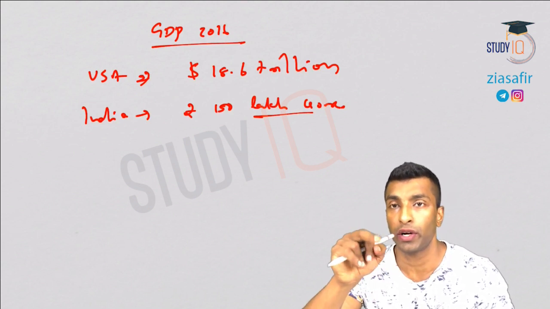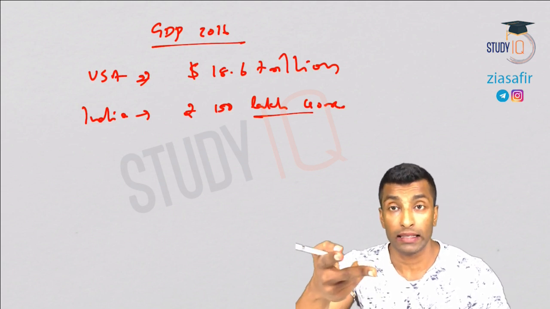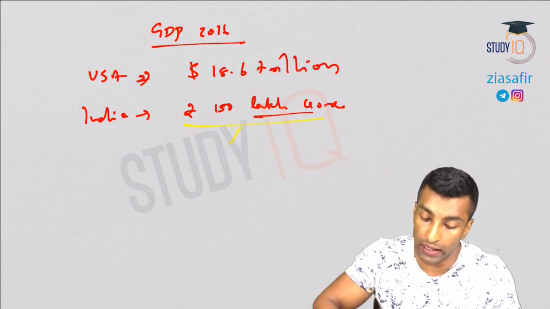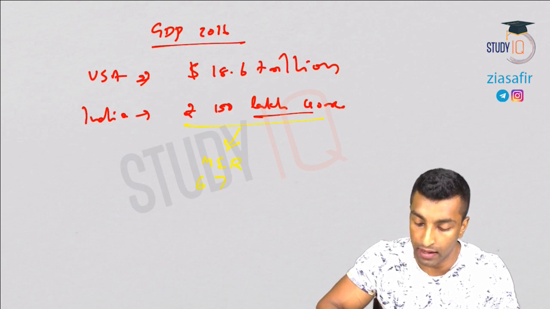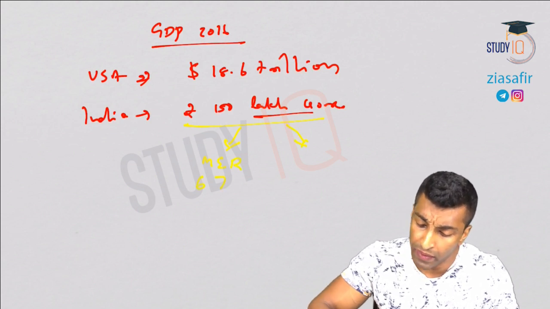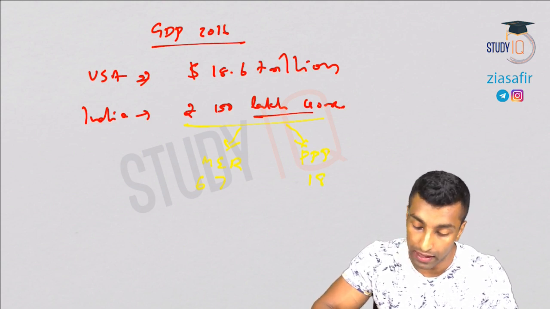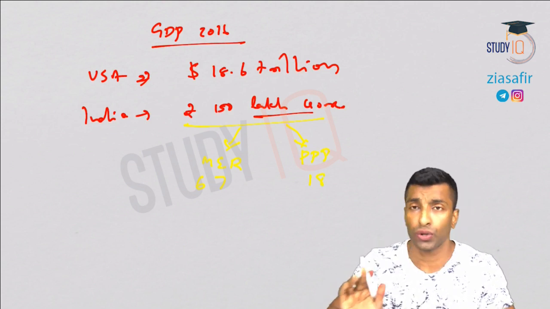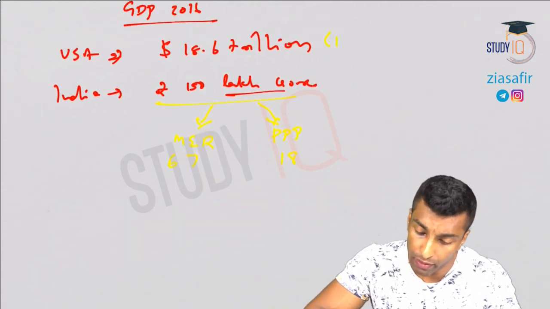Now if we need to compare, we cannot compare now because one is in rupee, one is in dollar. So what we need to do, we need to convert this rupee in terms of dollar. Now, as I've already told you, we can convert in two ways. Either you can convert on the basis of market exchange rate, that is 67 or 74, or you can convert on the basis of purchasing power parity, that is 18. So any of this you can do. Let's do both.